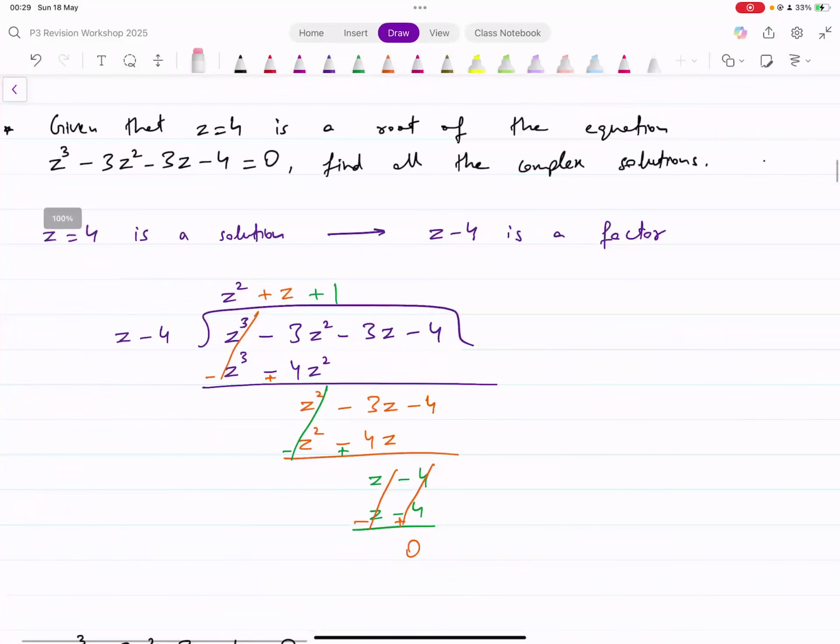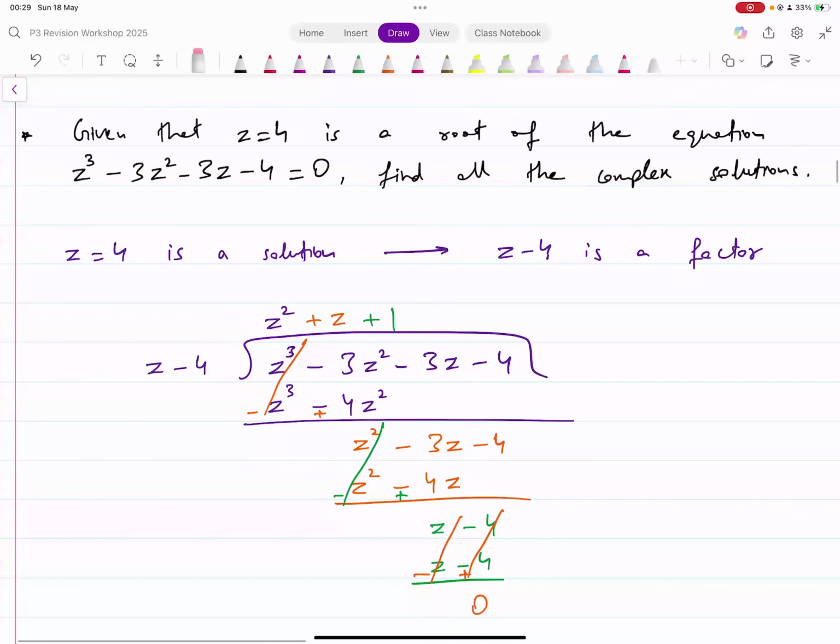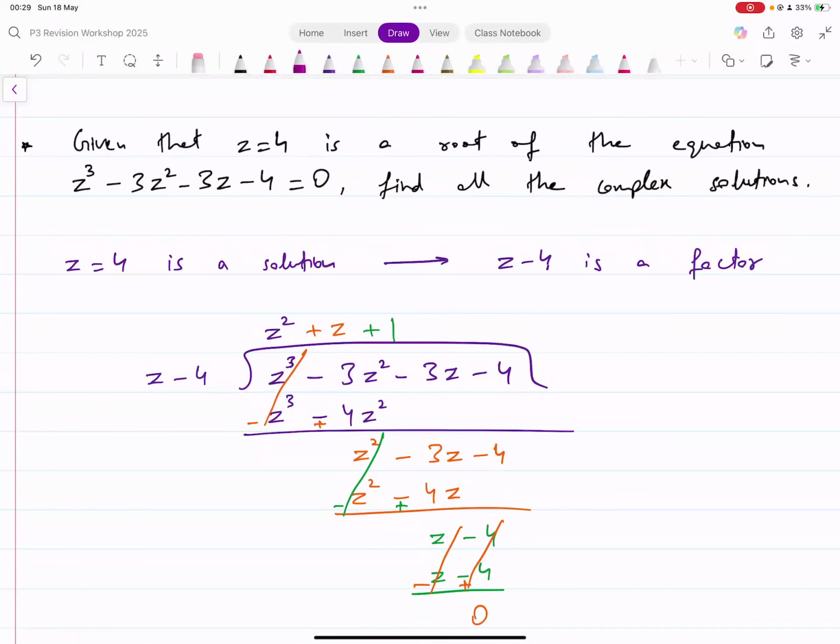Now, why is that important? Let's have a look at this example. Let's suppose you've got this equation z cubed minus 3z squared minus 3z minus 4 equal to 0. And you're given that z equals 4 is a solution of this equation. What you need to do is find all the complex solutions. So you have a cubic equation. How many solutions is it going to have? 3 solutions. You're given one solution, that's the real solution. How do you find the corresponding complex solutions?